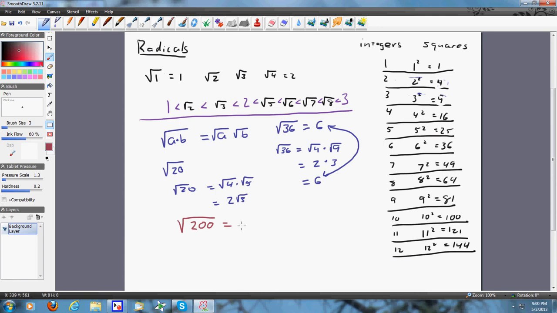But if you're not feeling super confident, that's fine. You remember, you need one number to be a perfect square. So which one of these numbers will multiply to 200? Ooh, 100 works. So I'm going to say square root of 100 times square root of 2. What is the square root of 100? It's 10. So I get 10 radical 2. That's it. That's how you simplify a radical.